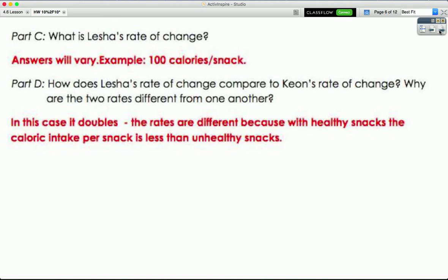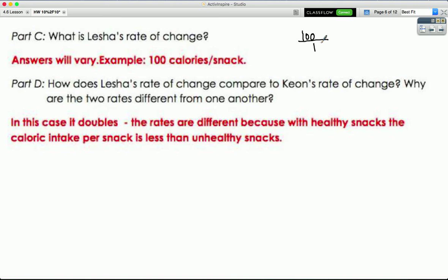Part C, what is Leisha's rate of change? Well, really it should boil down to 100 calories per snack. If you had given it another rate, it wouldn't have been the most simplified. Remember, we simplify our slope or our rate of change down as far as we can, and we know it was 100 over every 1, so it should be 100 calories per snack. Part D, how does Leisha's rate of change compare to Keon's rate of change, and why are the two rates different from one another? Well, in this case, it doubles. The rates of change are different because of the healthy snacks versus the unhealthy snacks.